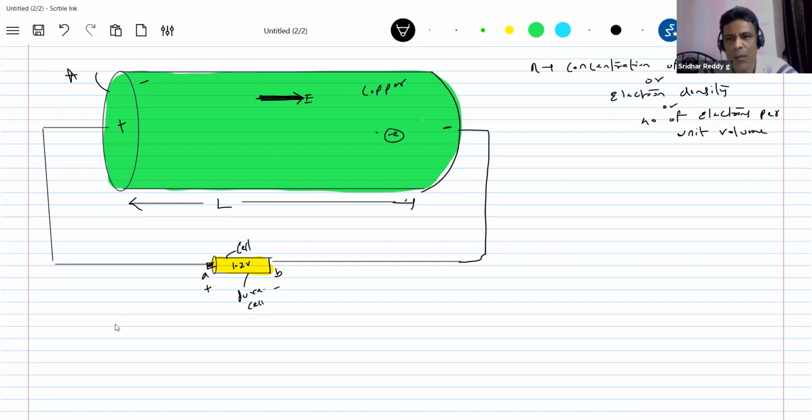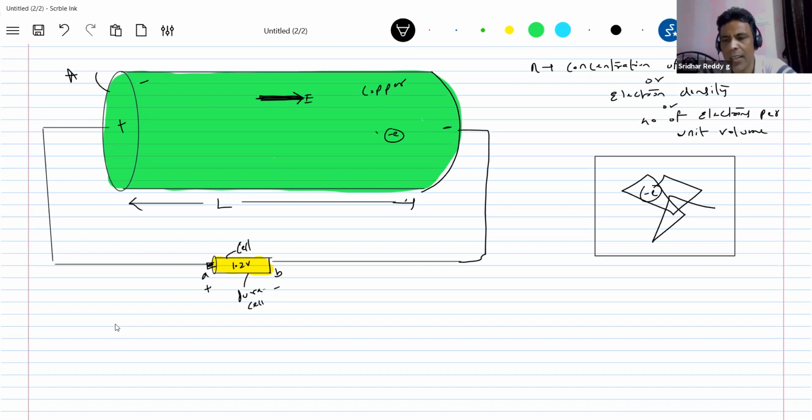It will be moving randomly, no? So if you take inside the conductor, what is the state of the electron? The electron will have a random path. This particular electron will have a random motion. The speed of this random motion will be of the order of 10 to the power of 6 meter per second. It's not a small one. Due to thermal agitation. Why is there that random motion?